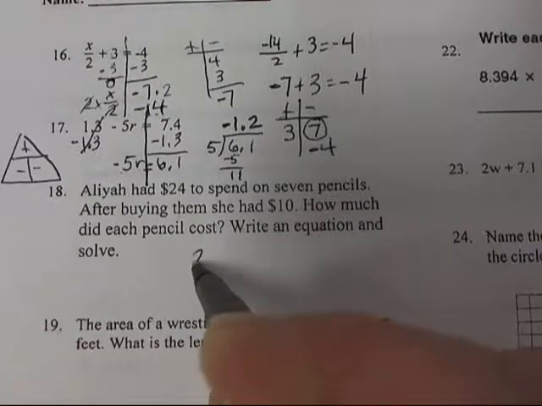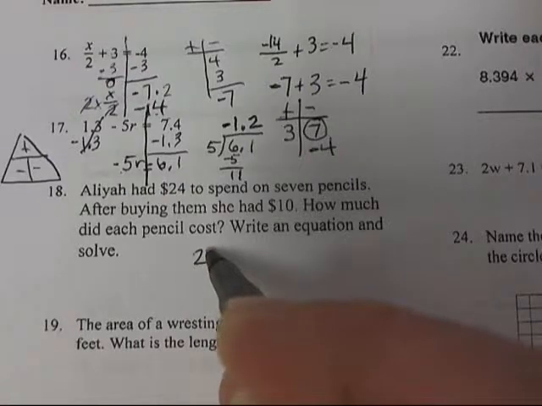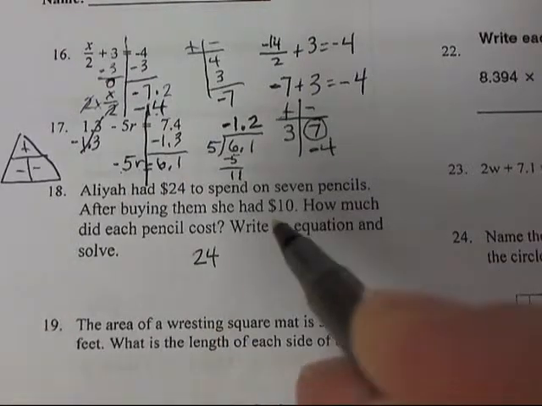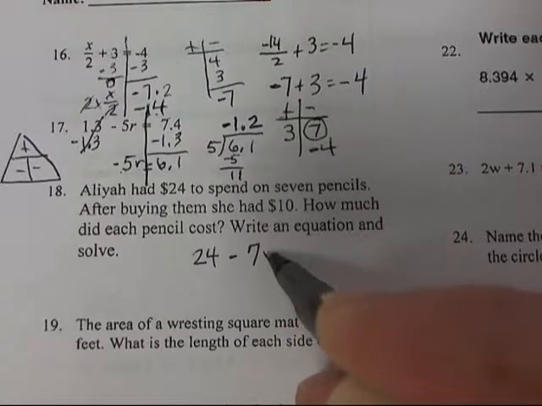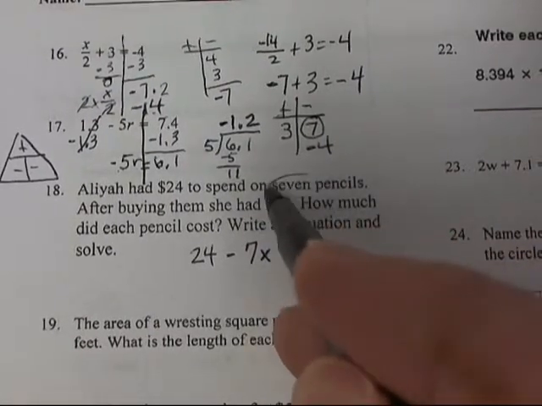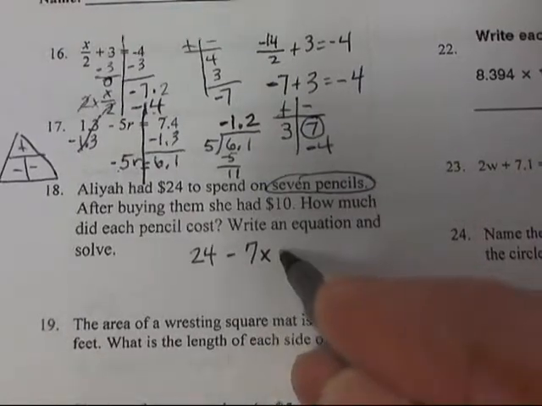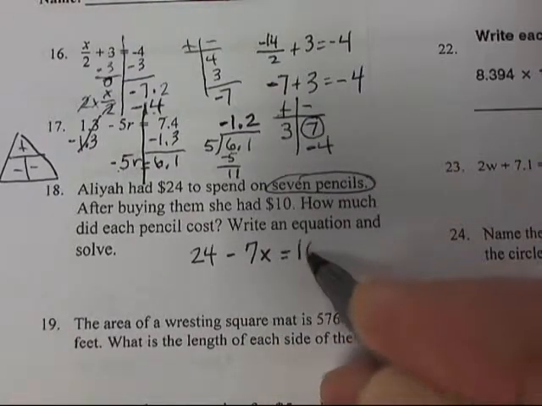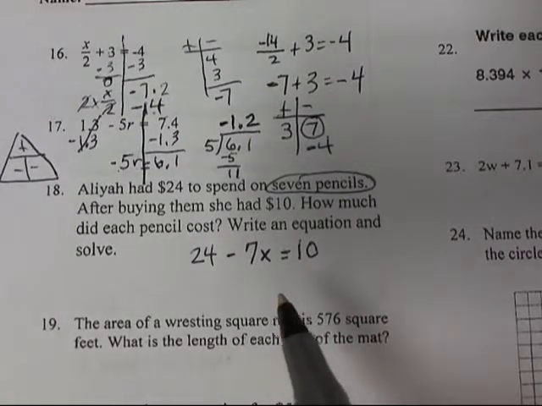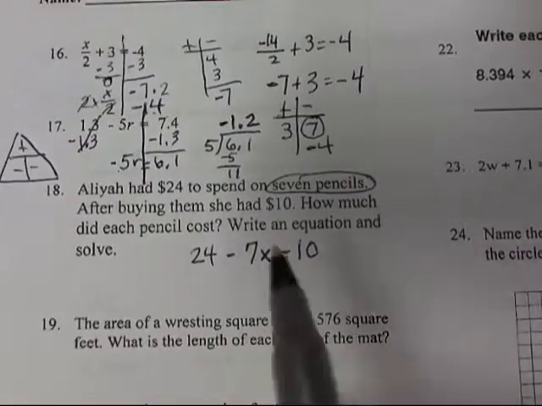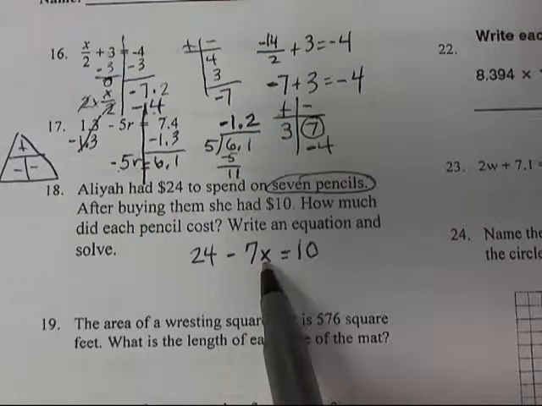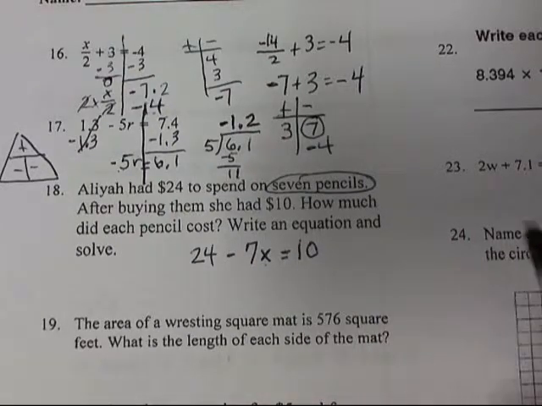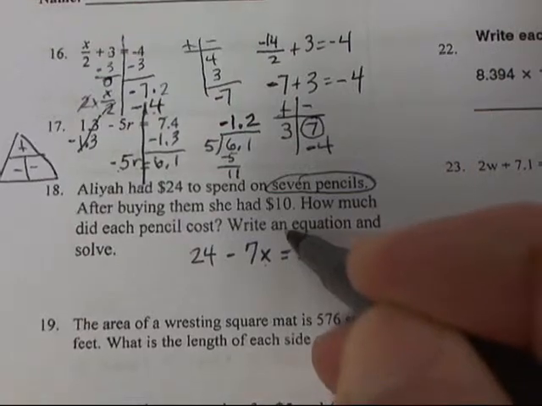So $24 to spend minus the cost of the pencils. So she bought 7 pencils. We don't know the cost of the pencils, so we're going to use X to represent the cost of the pencils. But we do know that she bought 7 pencils. It tells us that right here. And then after she bought those pencils, she has $10 left over. So she started with $24, and she bought 7 pencils, and we don't know the cost of the pencils, so 7X equals $10. So we need to solve this equation.